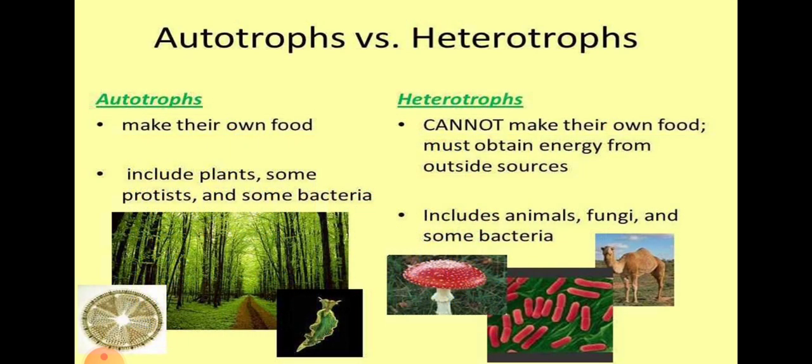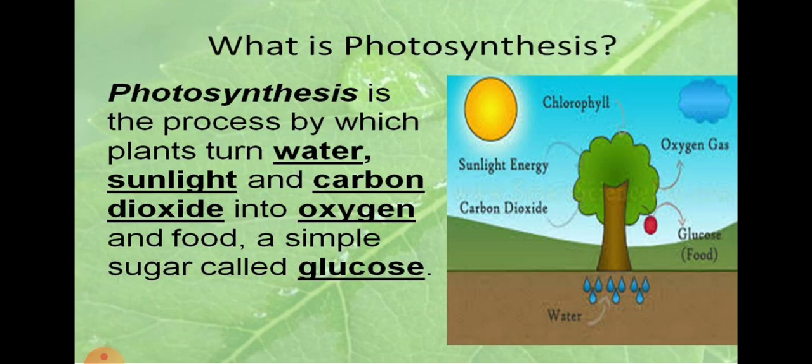Now there is some difference between autotrophs and heterotrophs. Autotrophs make their own food. Examples are plants and some bacteria. Heterotrophs can't make their own food, they must obtain energy from an outside source. Examples are human beings and animals. Now we discuss the photosynthesis process, means the food making process in plants.